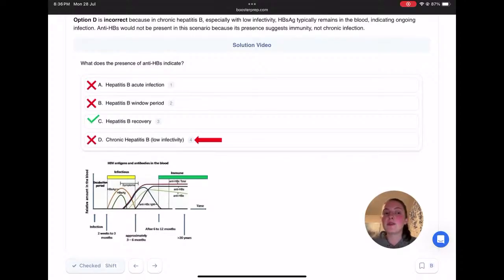And finally, we have chronic hepatitis B, low infectivity. Now, if someone has a chronic hepatitis B infection, they would still likely have hepatitis B surface antigens present, and the antibodies to these surface antigens would not be detectable. People experiencing chronic hepatitis B may also have antibodies to the hepatitis E antigen, but not to the surface antigen.